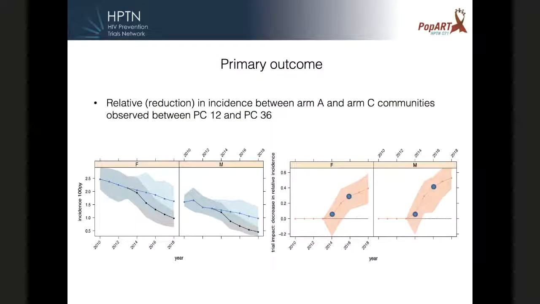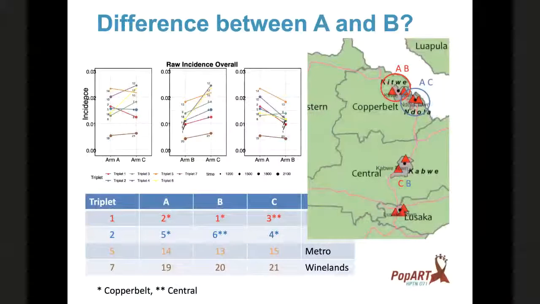And the Popart trial has been unblinded at CROI this year. At the steering committee last week, Richard Hayes gave a description of the primary outcome and what it meant. I think one of the clear messages is that we did observe a modest difference between arms A and C in the clinical trial in terms of the incidence observed over time. But there were some as yet unexplained outcomes, particularly in the differences between the two intervention arms, A and B.